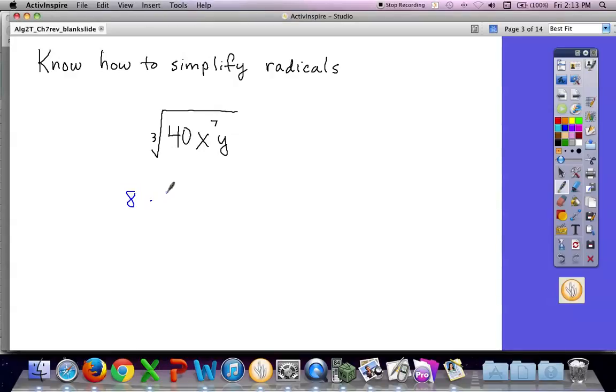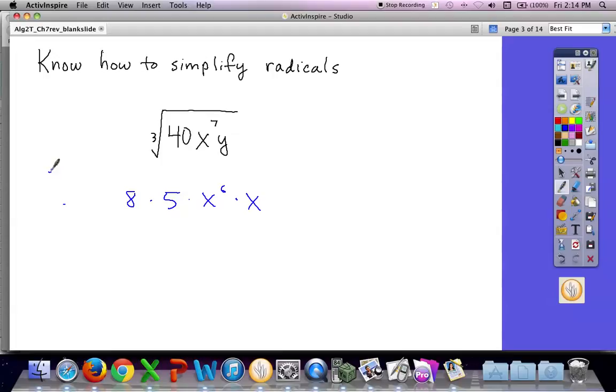8 times 5. Okay. Would we be able to take out all of the x's if it's x to the 7th? Because 7 divided by 3 doesn't go evenly. What's the next highest number less than 7 that's divisible by 3? 6. So let's make it x to the 6th times x.